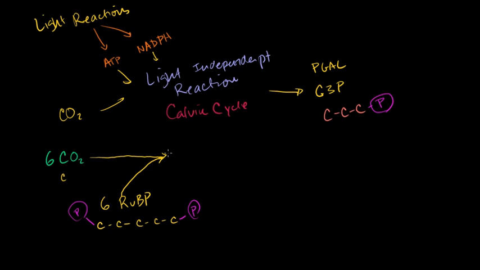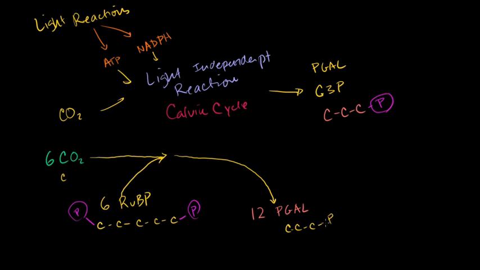These two react together, and this is a simplification. There's a lot more going on here, but I want you to get the big picture. To form 12 molecules of pGal, of phosphoglyceraldehyde, or glyceraldehyde 3-phosphate, which you could view as having 3 carbons, and then a phosphate group.